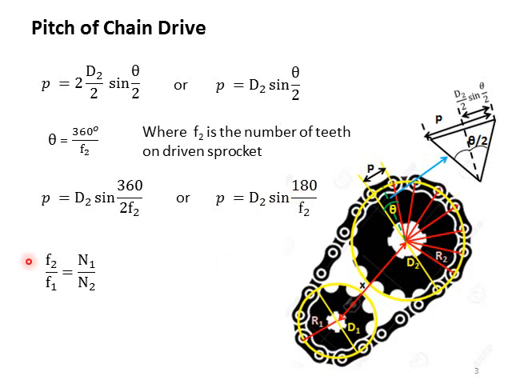A very similar statement here for the chain drive is also made with respect to the belt drive. The relationship between number of teeth and RPM is inversely proportional. So F2, the number of teeth of the driven sprocket, divided by the number of teeth of the driver sprocket, is equivalent to RPM of driver sprocket divided by RPM of driven sprocket. So these are a few equations, and we can discuss more on the next slide.